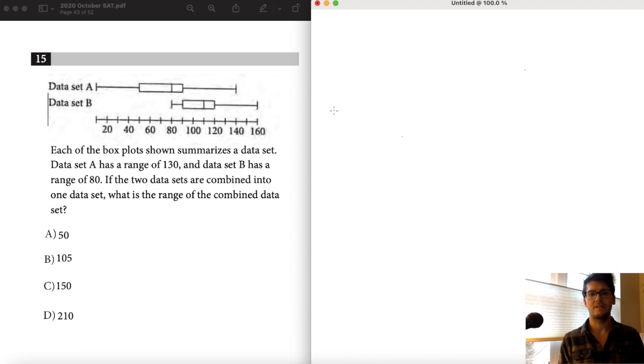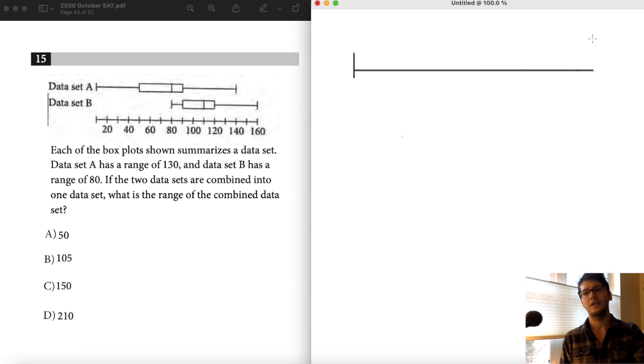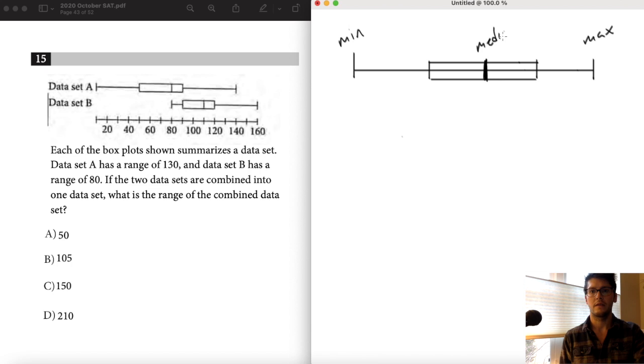Number 15 is about these box plots. Here's what you got to know about box plots. The outside edges are the min and max. Min, I should say first, and then max. And then you have these boxes in the middle. Sorry, my line's going through the boxes, but this line is the median. And then this is the 25th percentile and the 75th percentile.